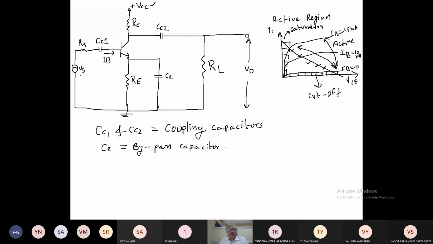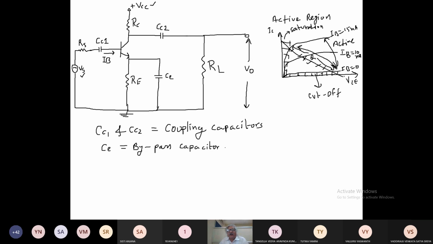Now the signal which you are amplifying, this is your VS signal. So when you apply this VS signal, let us assume your operating point is here. During the positive cycle of the VS signal, the operating point will move up to this side. In the negative cycle, it will move this side. When it is moving upside and downside, due to biasing, it will not reach saturation and it will not reach cutoff. This is the purpose of biasing, right?